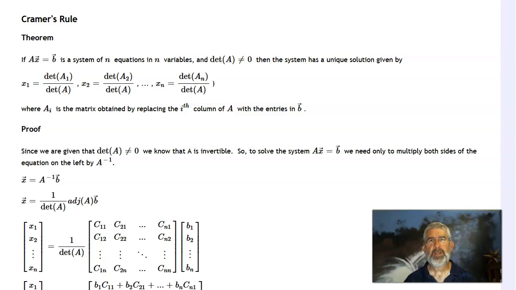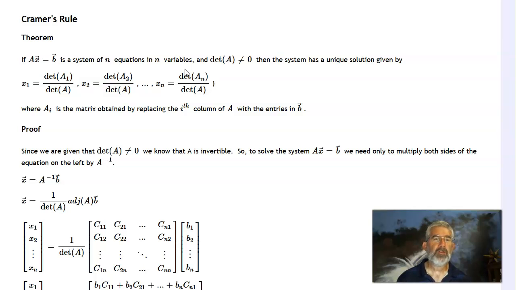In this video, I want to take a look at a method of using determinants to solve systems of equations. This is called Cramer's Rule. Cramer's Rule is stated as follows. If you've got Ax equals b as a square system, so n equations and n variables, and you know that the determinant of the coefficient matrix is not equal to 0, then the system has a unique solution.